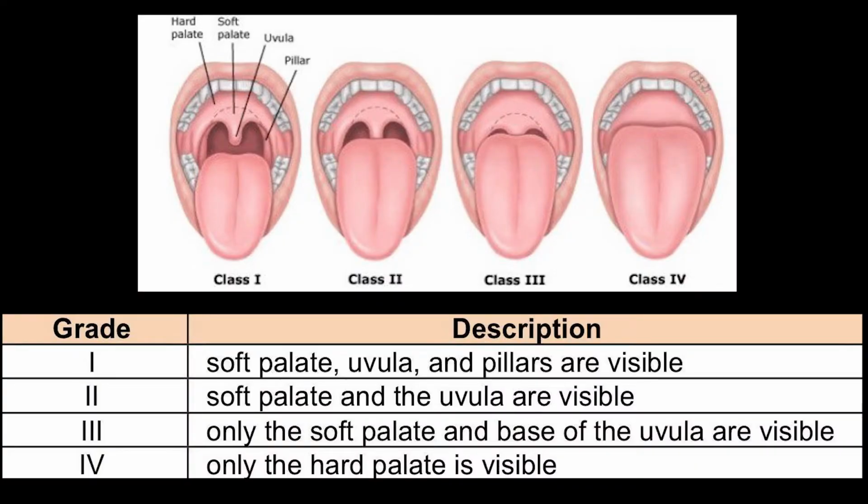A Mallampati score of 1 is given when the soft palate, the uvula, and the pillars are all visible. A score of 2 is given when the soft palate and the uvula are visible. A score of 3 is given when only the soft palate and the base of the uvula are visible. And a grade of 4 is given when only the hard palate is visible. Patients with a Mallampati score of 3 or 4 are at increased risk for obstructive sleep apnea.